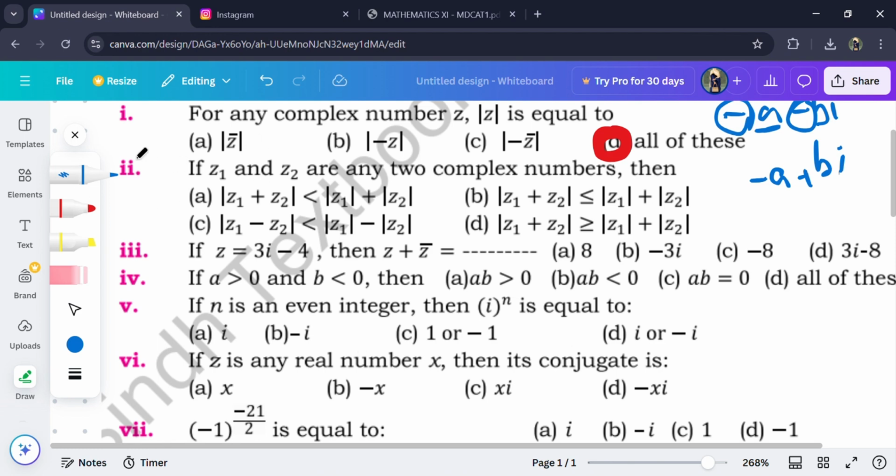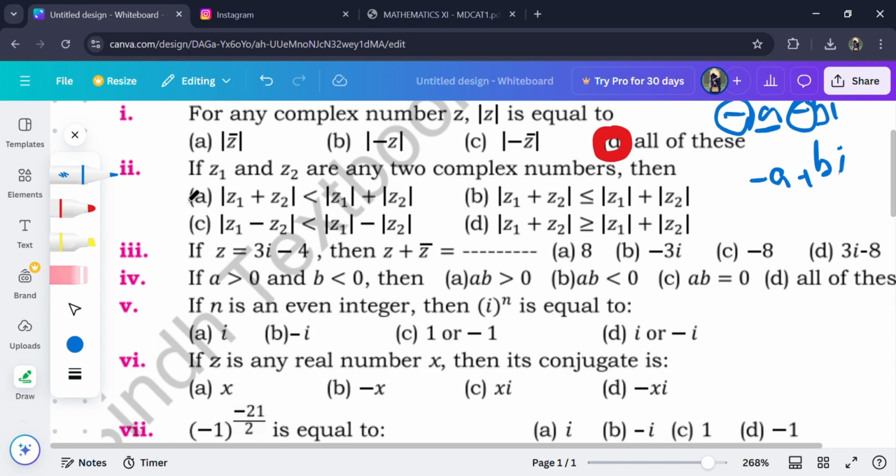Okay, so now we have the second question, which says that we are given a condition z1, that means a complex number, and then we have z2, which is another complex number. So what would be the possible conditions? What possible values could we consider for the product, the subtraction or the addition of both of the complex numbers?